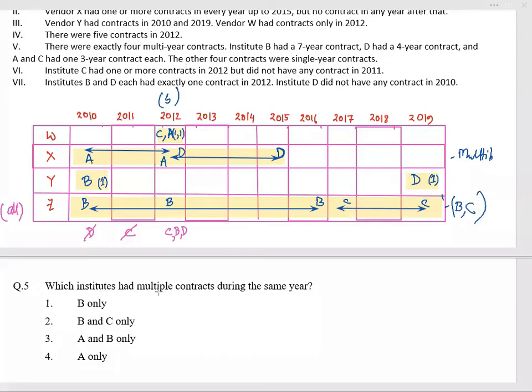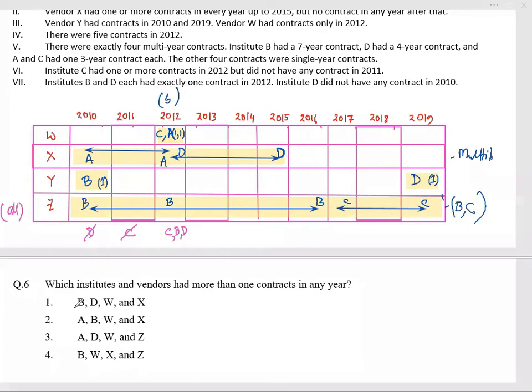Question 5. Which institute had multiple contracts during the same year? I can see A had multiple contracts in the same year. B also had multiple contracts in the same year. So A and B. B, C, C, it is not there. So A and B only. Option 3 would be the answer for this case.